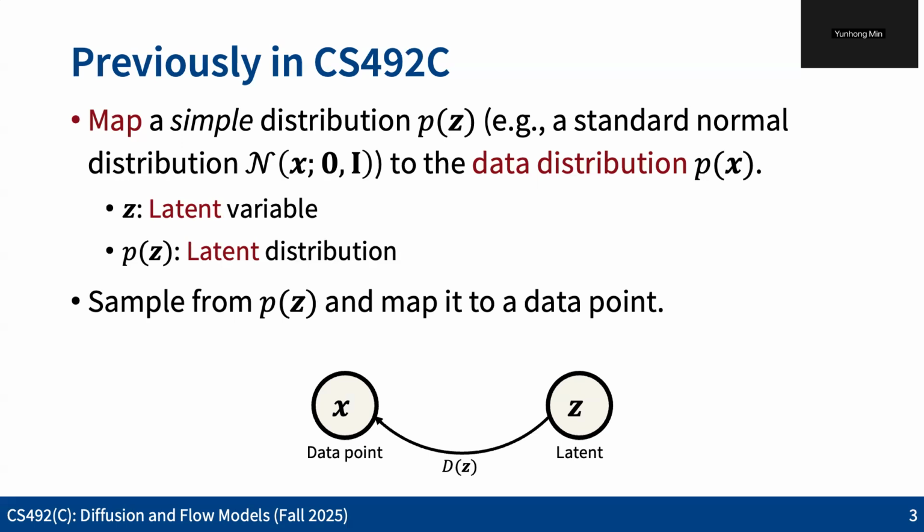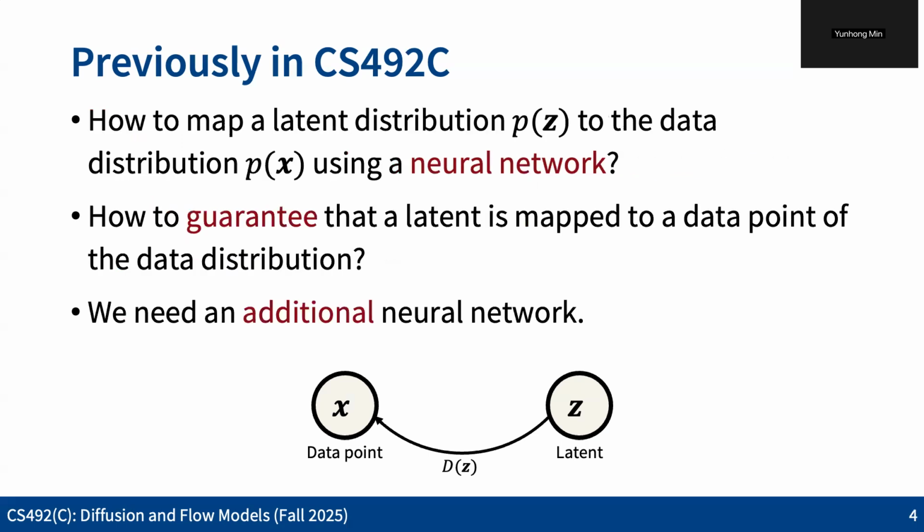And we started to use some terms and notations. We are going to call this simple distribution the latent distribution, and use z as the variable for it. And x denotes our data point. Then the question is how we are going to find this mapping from the latent distribution to the data distribution. For that, we are going to use a neural net.